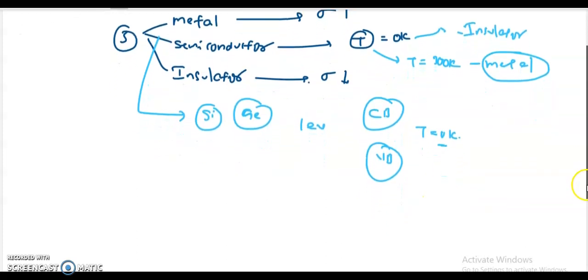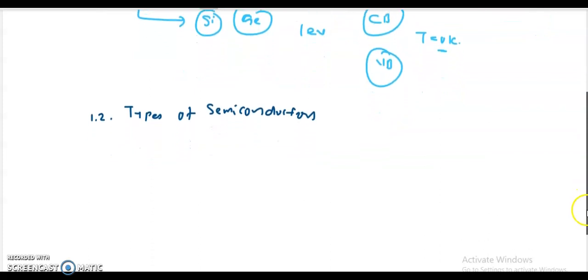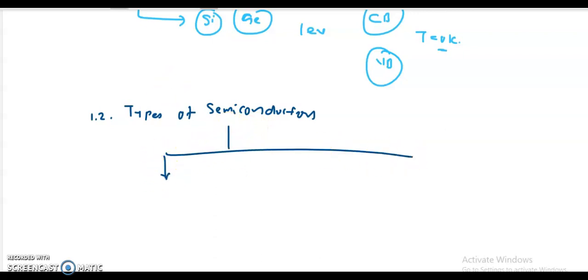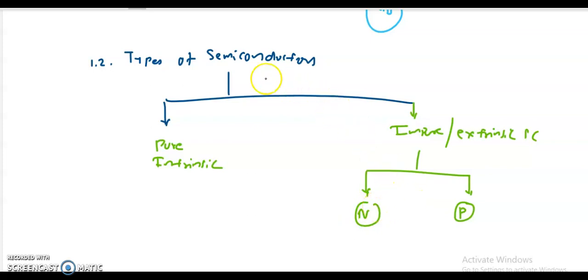And coming to the types of semiconductors, let's take the previous one as 1.1, and coming to 1.2, that is the types of semiconductors. Here the semiconductors can be broadly classified into two types. The first one is pure, or it can be called an intrinsic semiconductor, and the second one is impure, or it's called an extrinsic semiconductor. And this impure or extrinsic semiconductor is again classified into two types based upon the dopants. One is the N-type semiconductor and the second one is the P-type semiconductor. So these are the types of semiconductors.